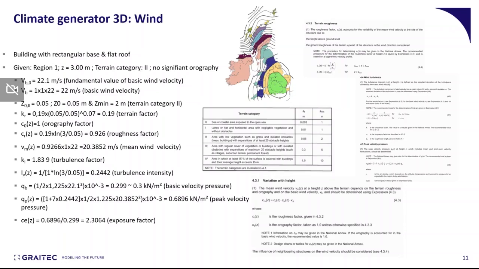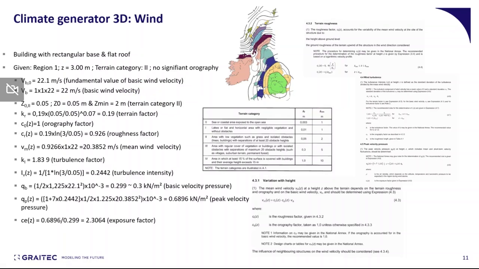By selecting the region, the fundamental value of basic wind velocity is selected. This comes directly from this map according to the Eurocode and the British Annex, and the basic wind velocity is also calculated according to the Eurocode.